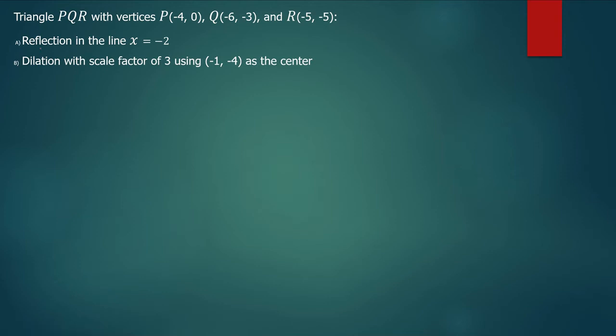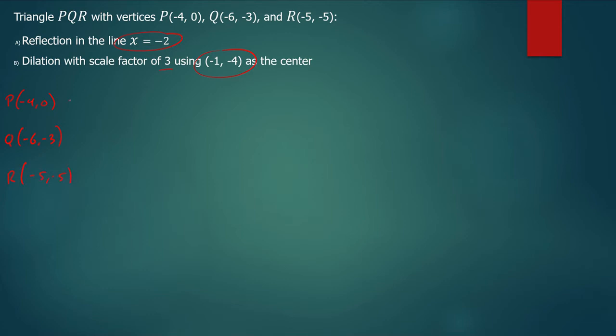So the first thing is it wants us to reflect over the line x equals -2, and then it wants us to dilate with a scale factor of 3 using this as my center. So we got quite a bit going on, right? So first things first, I'm going to rewrite these down here. -6, -3, and then we have R, -5, -5.